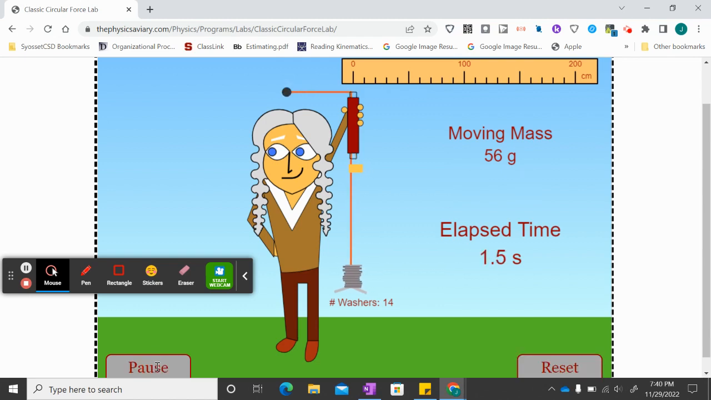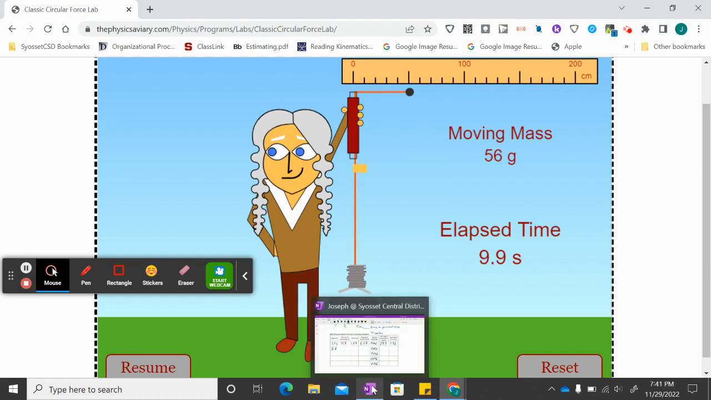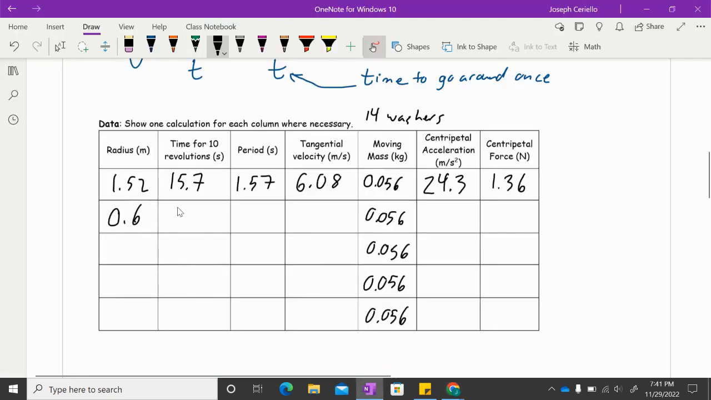0, 1, 2, 3, 4, 5, 6, 7, 8, 9, 10. Okay, again, I was a little bit off. There's a little bit of delay there. So if you're good at anticipating that, you can fix that a little bit. So this is 9.9 seconds. So my period would be 0.99 seconds. Again, I don't need the units on that.